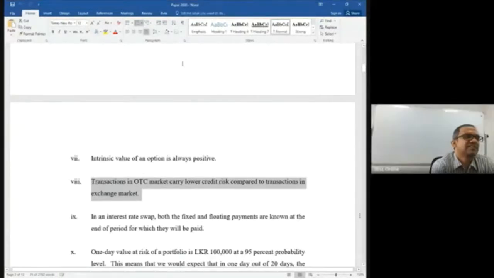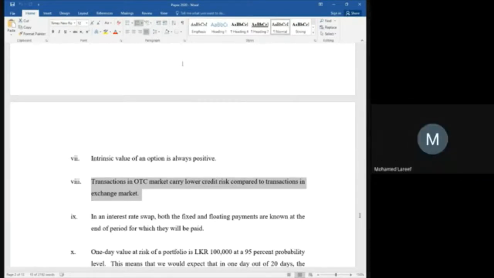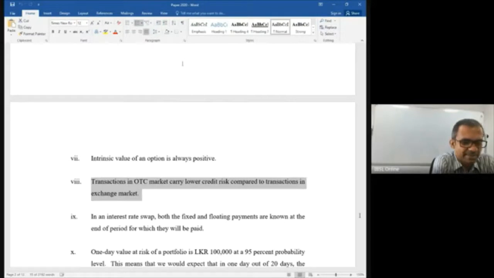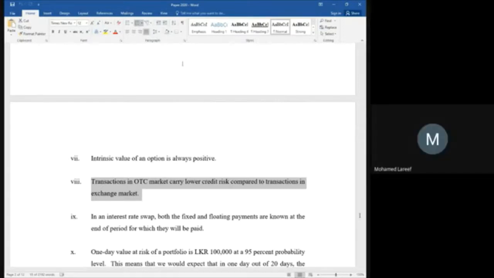Transactions in the OTC market carry lower credit risk compared to transactions in the exchange market. Is it true or false? What is OTC? Over the counter. So over the counter market transactions carry lower credit risk compared to transactions in the exchange market. Is it true or false? False. Why? So you have to say false, then give the reason. Your reason? Counterparty risk is high, sir.